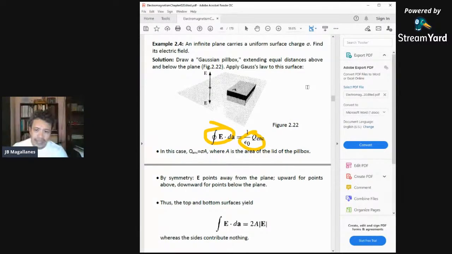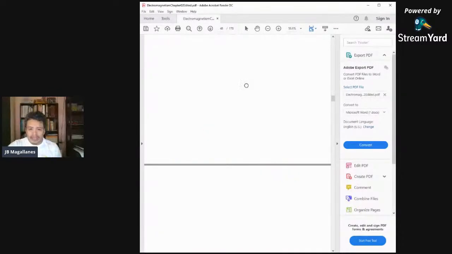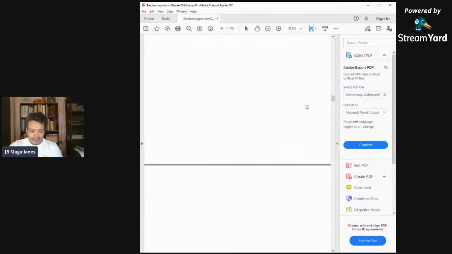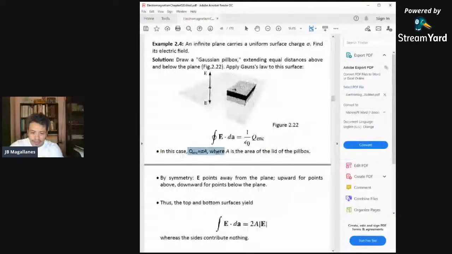So the infinite plane has a uniform surface charge density. That means that the charge is evenly distributed throughout the surface. That means that if you divide the charge over the area, that's constant, uniform charge density. So the charge enclosed by this area is equal to sigma times the area. Sigma is charge per unit area. So this is your Q enclosed. This is the integral of sigma dA.